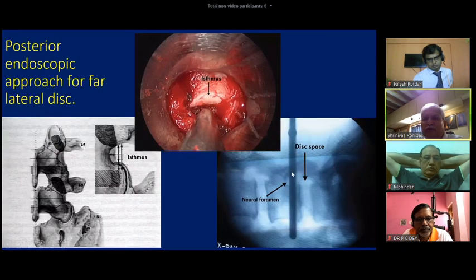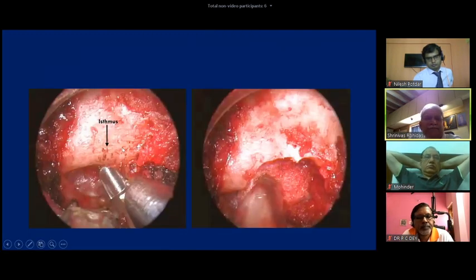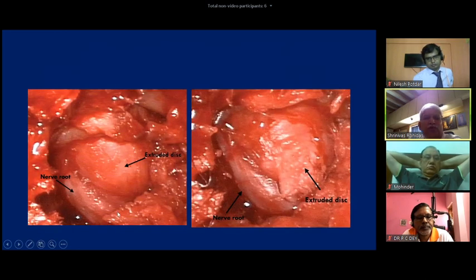This is for the neural foramen. This is the isthmus. We go laterally. We don't go interlaminar. This is the isthmus. We remove part of the isthmus. And this is the exiting root. This is the lateral edge of the dura. And this is the huge extruded disc.